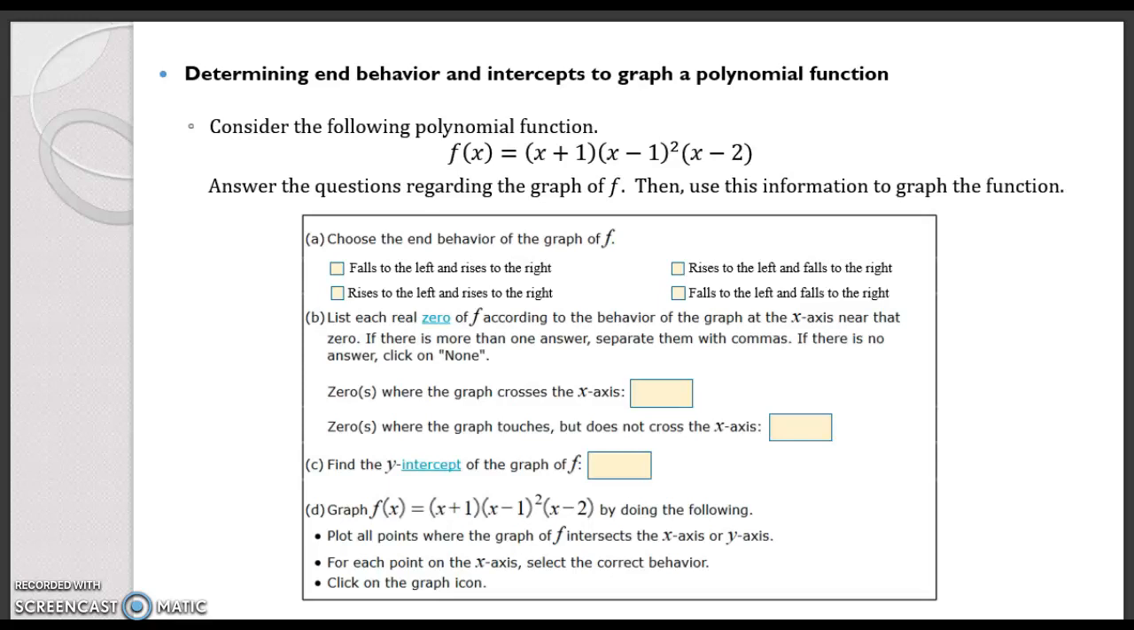Hey everybody, this video is going to talk about determining end behavior and intercepts to graph a polynomial function. So we're going to take all the things we've learned so far in this section and put them together. So we're given the polynomial function f of x equals x plus 1 times x minus 1 squared times x minus 2. Answer the questions regarding the graph of f. Then use this information to graph the function.